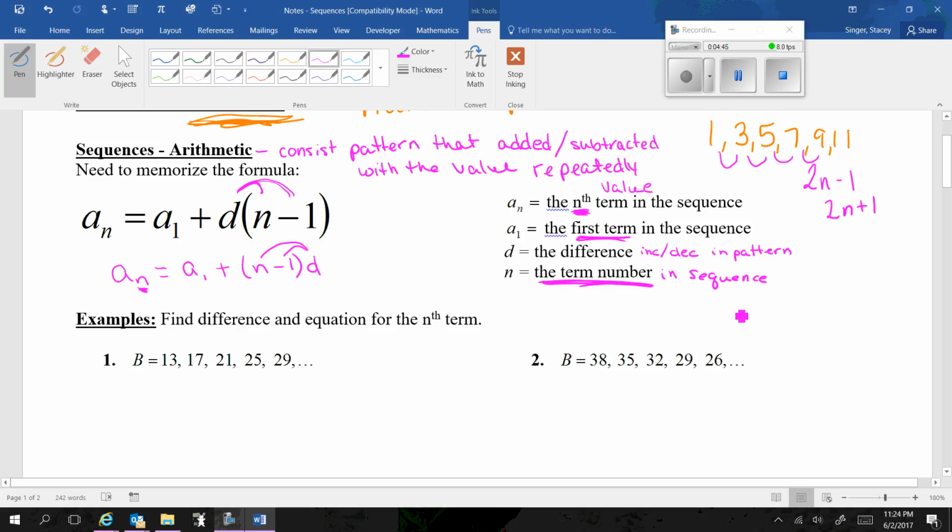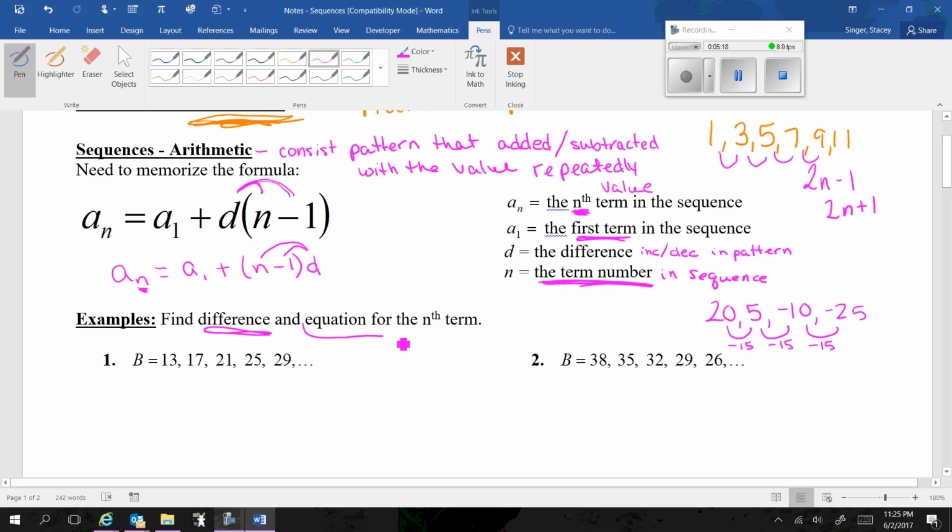If I had something like 25, negative 10, negative 25, I'm decreasing by negative 15. So it's just a consistent difference in your sequence or in your pattern. So if I'm looking at number 1, I want to find the difference. So that's what I'm increasing or decreasing by each time.